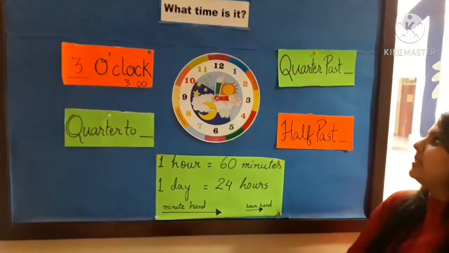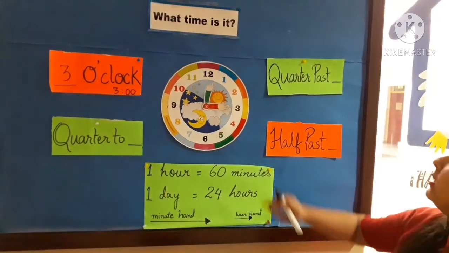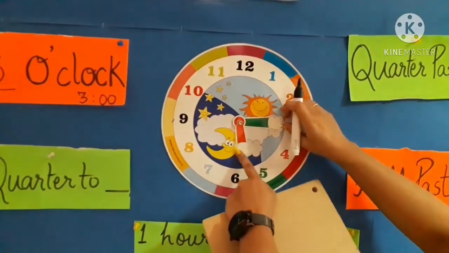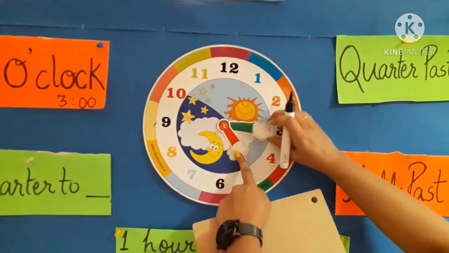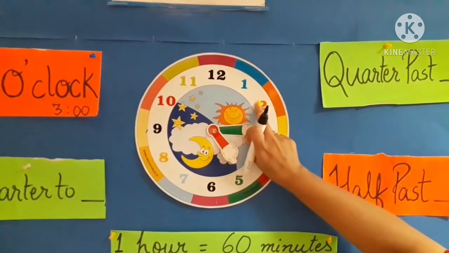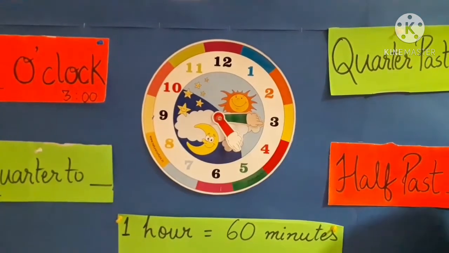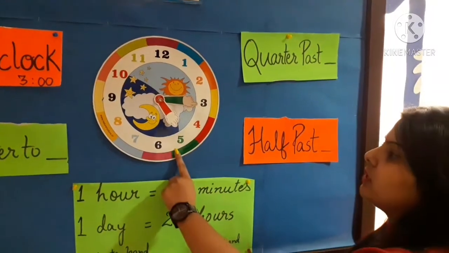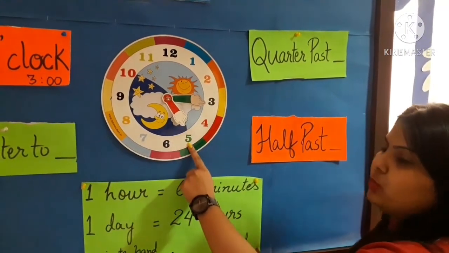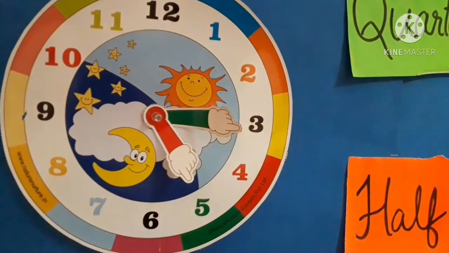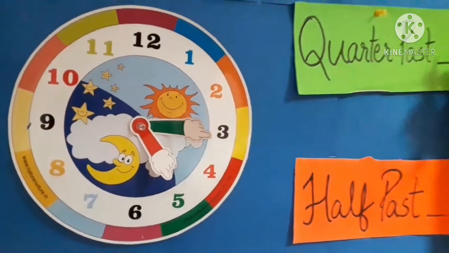Now moving on to the second part. Whenever the minute hand is at 3, it tells us that the clock has passed 15 minutes. That means start from here: 5, 10, 15. So 15 minutes always refers to a quarter. Now if you notice that the hour hand is towards 5 and the minute hand is towards 3, the time will be said as quarter past 5.